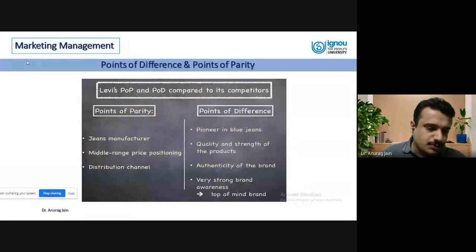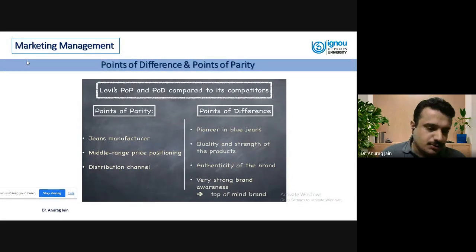So Levi's is a worldwide known jeans brand which is available in the market, right? So there are points of parity which make Levi's similar to other jeans manufacturers, right? So Levi's manufactures and offers jeans, and there are other brands in the market which also manufacture and offer jeans. It is a middle price range positioning which Levi's has, and there are many other brands which offer products in the same price range.